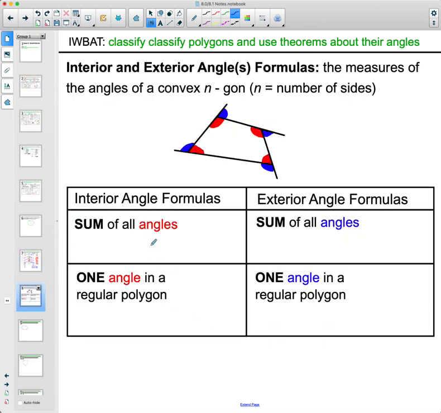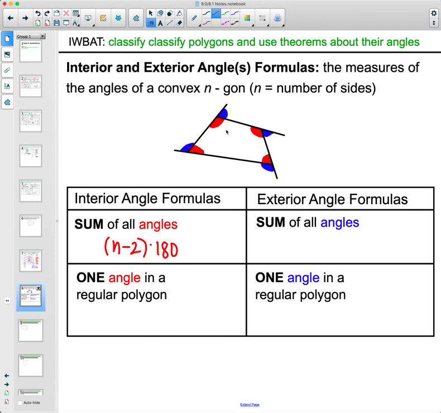Okay, here's all those formulas. So we're going to write them in here. So we've got formulas for the interior angles and formulas for the exterior angles. So interior angles are inside of your polygon, exterior angles are outside. So what we just saw on the last screen is that the interior sum for the interior angles, or if you add them all up, is going to be n minus 2 times 180.